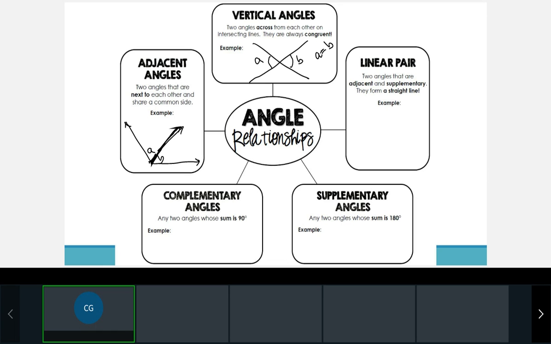Complementary means they add up to 90. So you'll have a picture of a 90-degree angle. It will either have to tell you it's a 90-degree angle, or it'll give you this little box, which means 90. And it will be made up of two angles. We'll call those angle A and angle B. The angle A and angle B are called complementary because their sum, or when I add them, is 90.